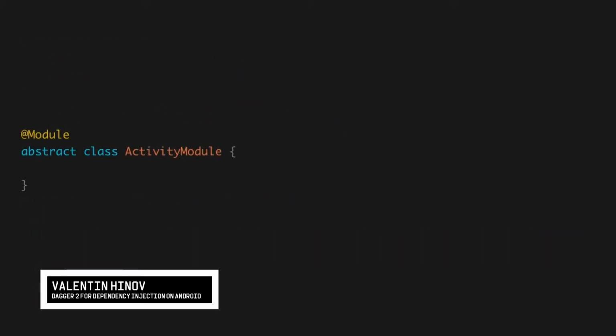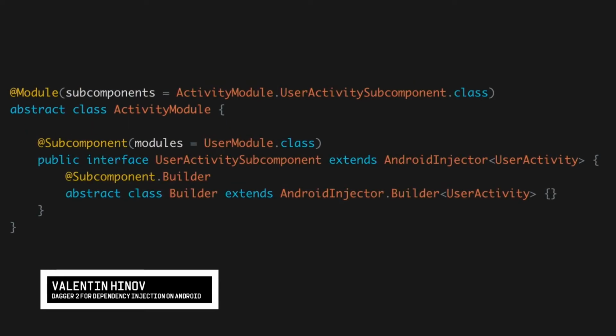Now, let's look at the activity module class. To get the modules that we need to get our activity going, we need a component for it. So let's create that. We create what is called a subcomponent. A subcomponent is like a regular component, meaning it injects stuff into a class, but it extends the graph of the parent component. So think of it in this way.